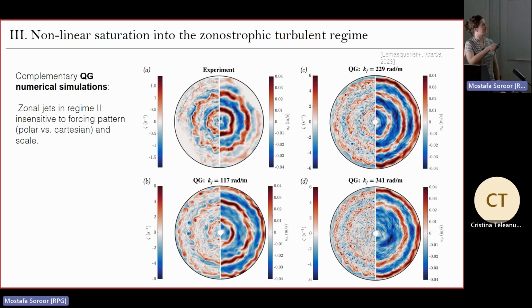So the first thing to say is, of course, that we were able to quantitatively reproduce what we would see in the experiment with QG simulations, which shows that a QG, a 2D model where we assume the flow to be quasi-2D and rotationally constrained, is a good approximation.